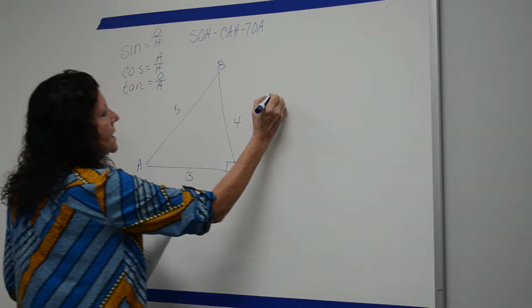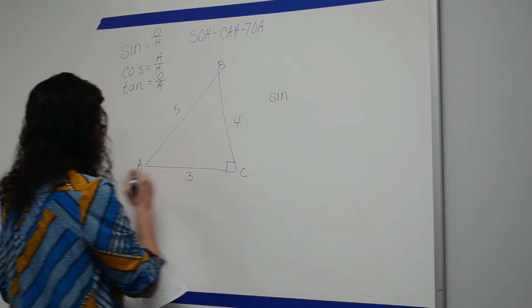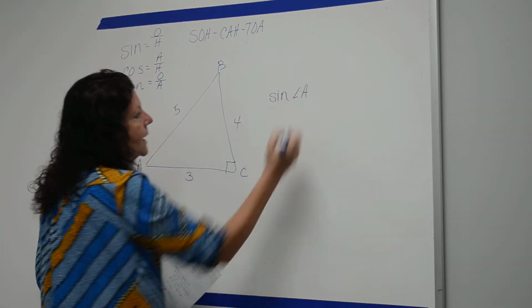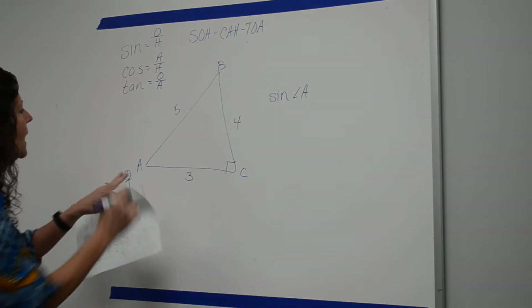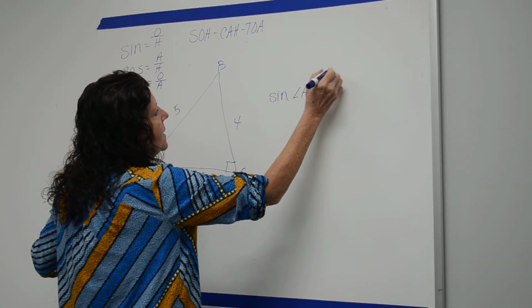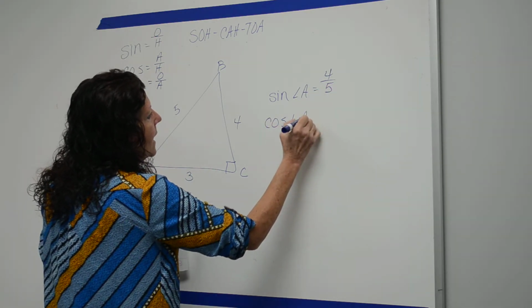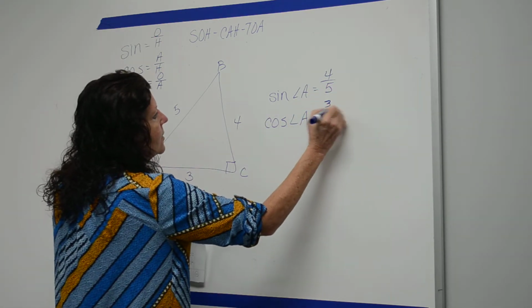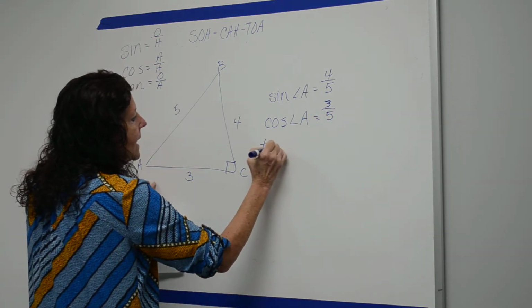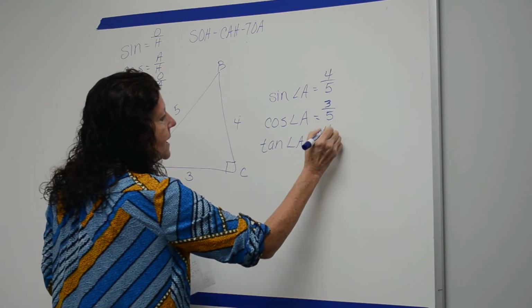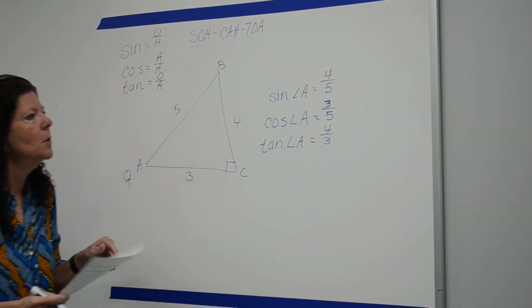So the sine, if I'm standing right here, is going to tell you what angle you're standing at. If I'm looking for the sine of angle A, I'm looking for opposite over hypotenuse. Cosine of angle A is adjacent over hypotenuse, and tangent of angle A is opposite over adjacent. I don't think you guys had any trouble with that.